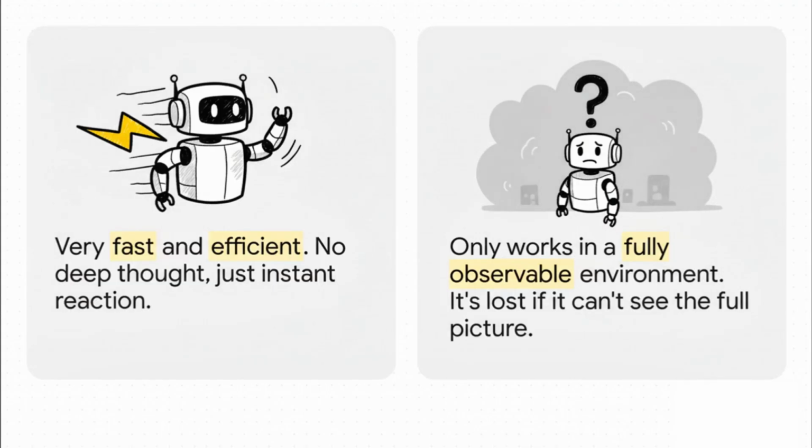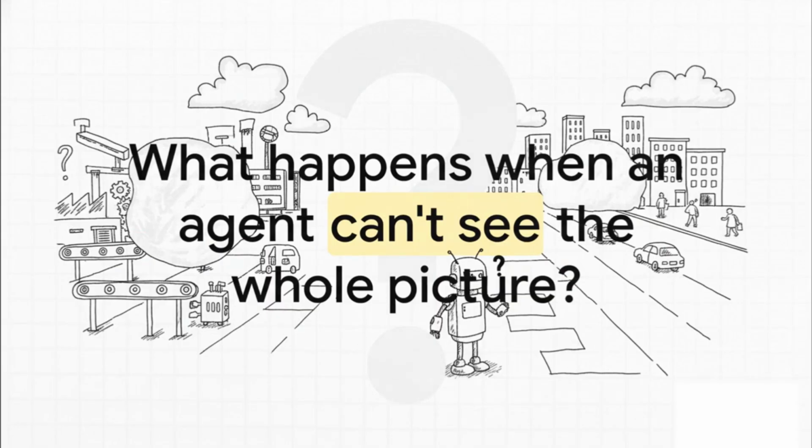Now, the huge upside to this is that these agents are incredibly fast and efficient. There's no thinking involved, just pure reflex. But, and this is a big but, they have a major weakness. They only work if they can see everything about their environment all at once. We call this a fully observable environment. If there's a blind spot, if they're missing even one piece of information, they are completely lost. They have no idea what to do. And let's be real, how often in the real world can you see the whole picture? Pretty much never, right?